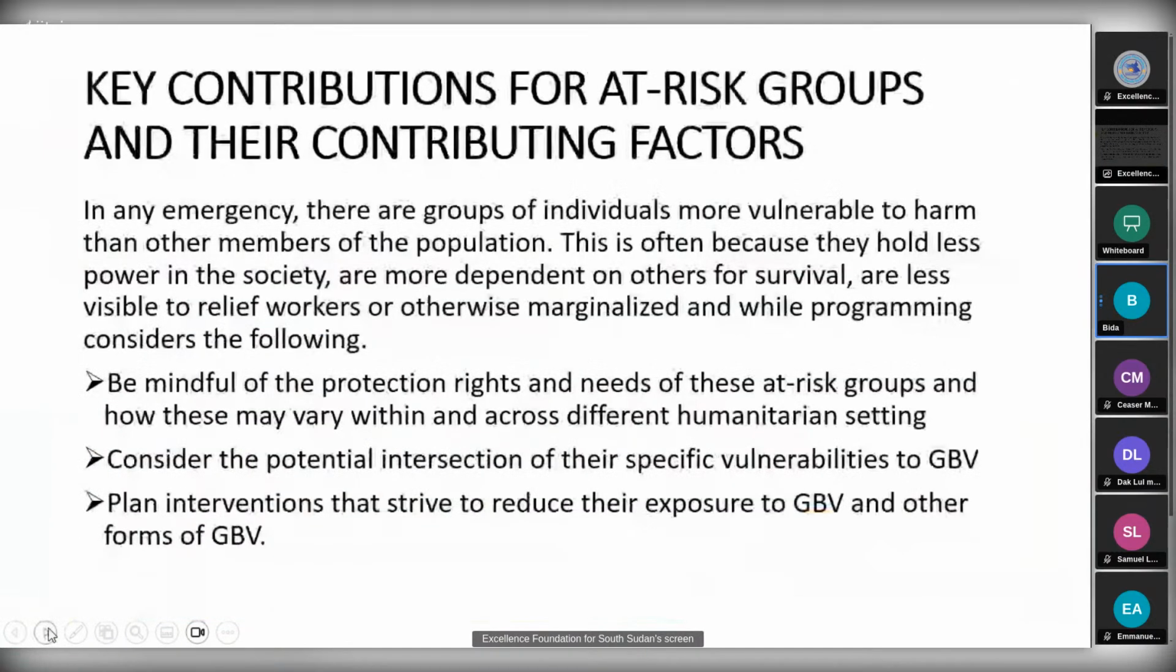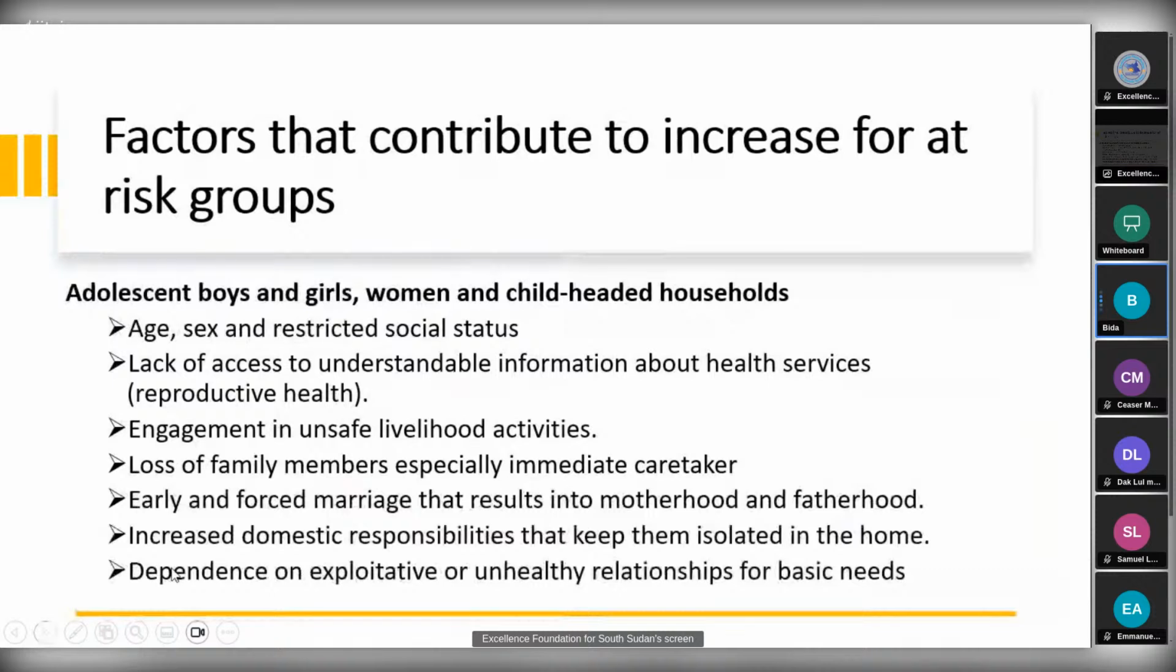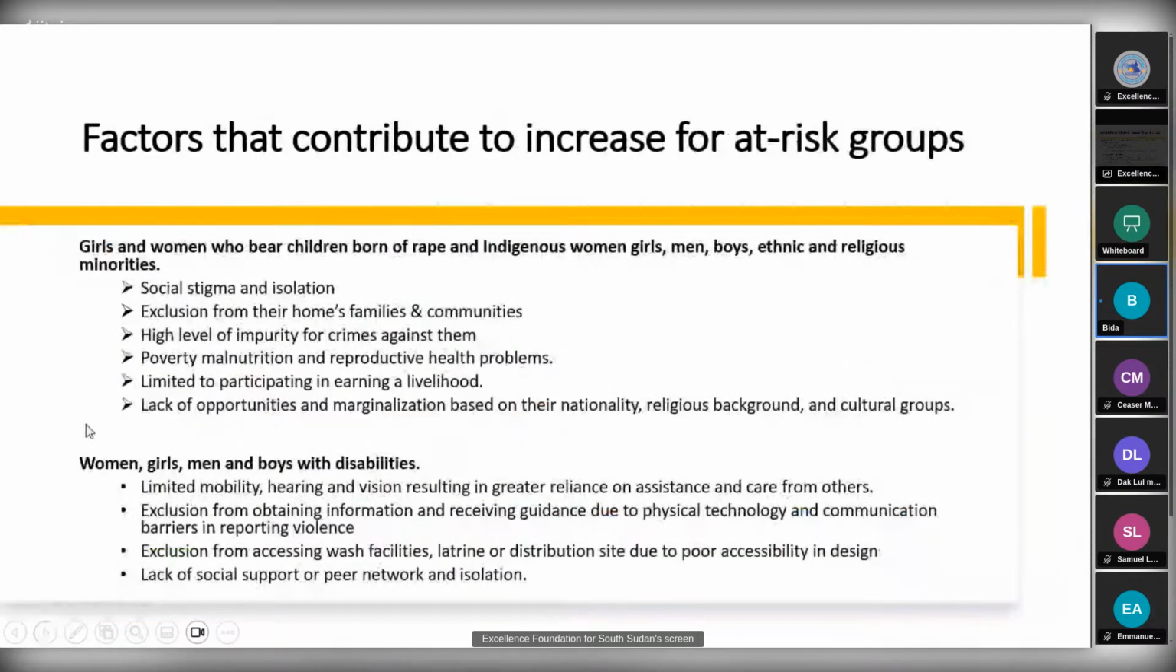He talked also elaborately on the at-risk groups and their contributing factors, especially to gender-based violence in different communities, the communities from which we come. And he then talked about at-risk groups like adolescent boys and girls, women, and child-headed households. He talked about girls and women who bear children born of rape, and indigenous women and girls, men, boys, ethnic and religious minorities. He expounded intensively on women, girls, men, and boys with disabilities.